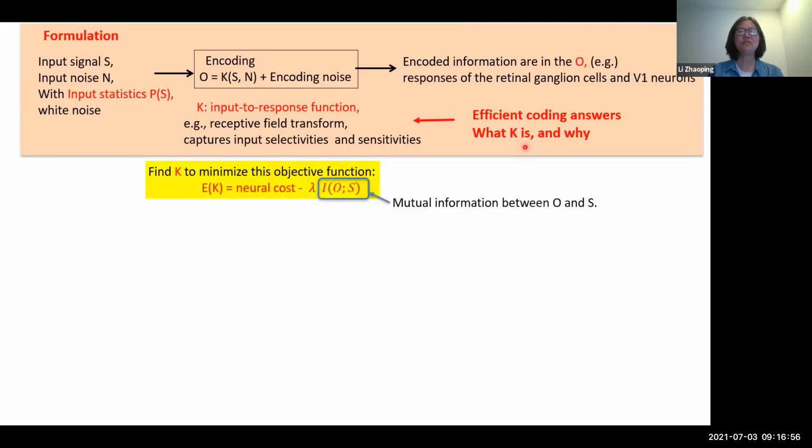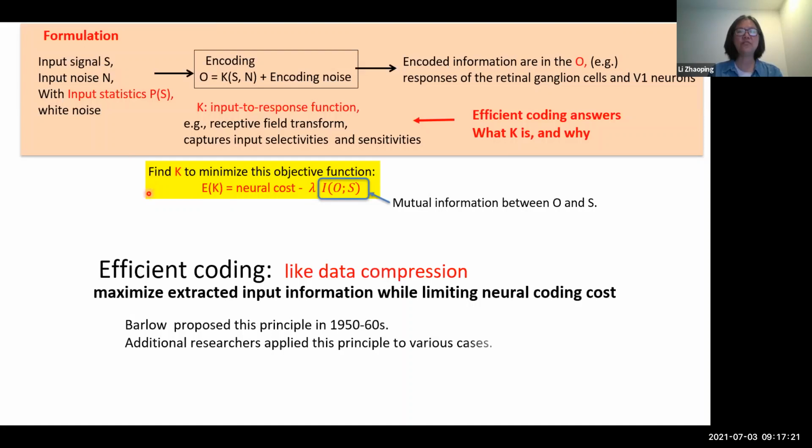And so this is what they formulate: that K should be such that it minimizes an objective function. What does it minimize? It minimizes the neural cost. Cost could be in the spikes, in firing, in the wiring, lots of things you can do. And while doing so, it maximizes the mutual information between O, which is the response of the neuron, and the input signal S. So therefore, in words, efficient coding is like data compression, okay?